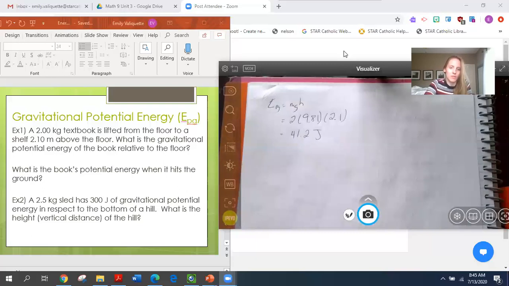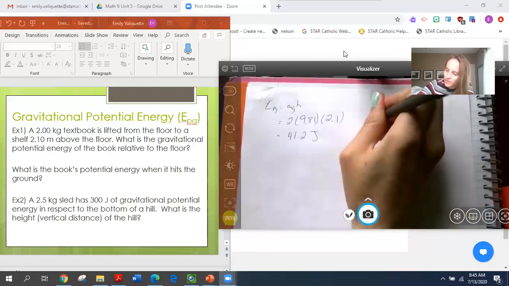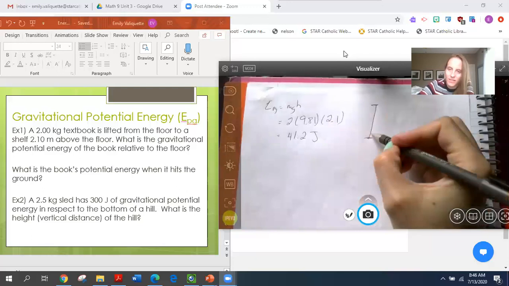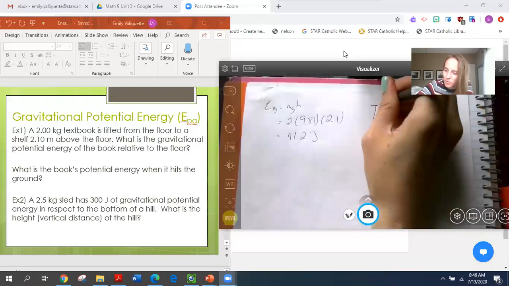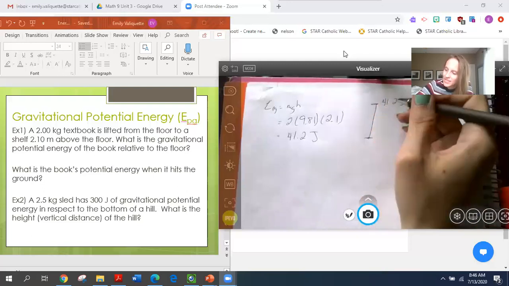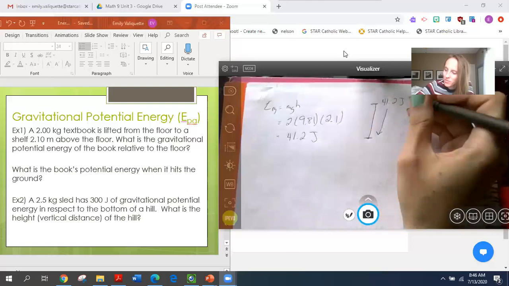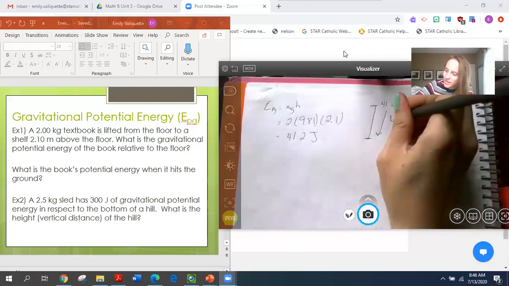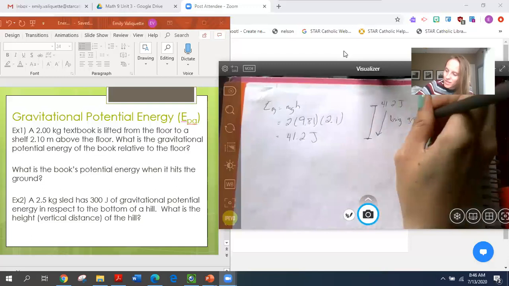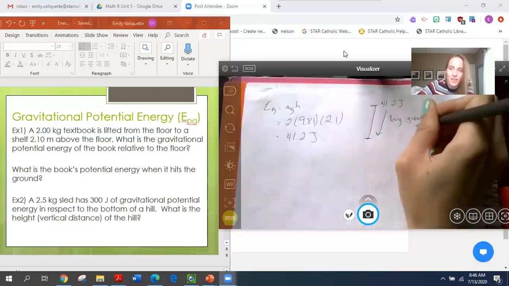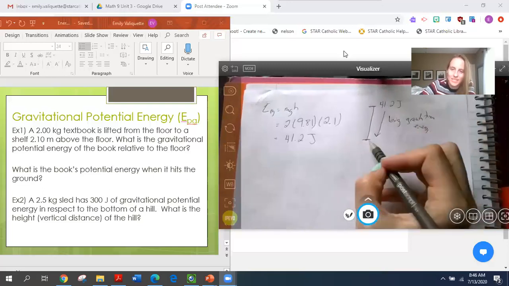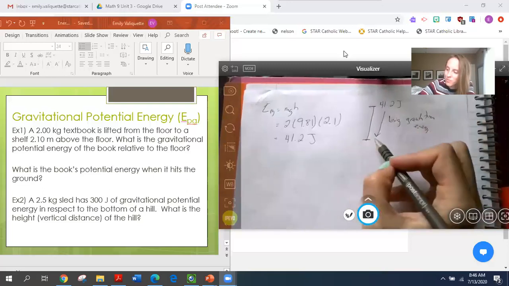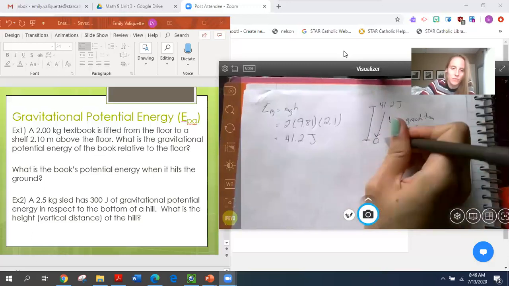Then it says, what is the book's potential energy when it hits the ground? So if at the very top, where the shelf is, it had 41.2 joules, as it drops, it is going to be losing gravitational energy, because the higher something is, the more gravitational energy it has, until it hits the floor or the ground or whatever, at which point it will have 0 joules of energy left.